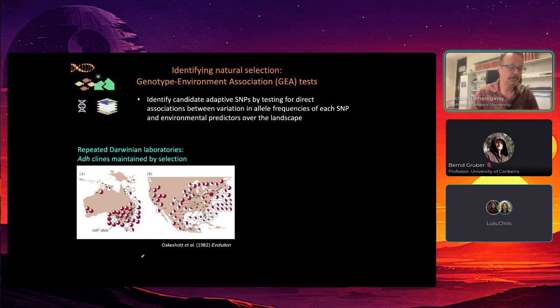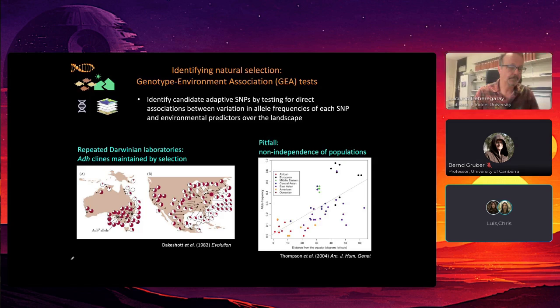We have the same allele showing a clinal association with maximum rainfall in the North American continent. So you've got two Darwinian laboratories here to test selection. You have very good samples, and only one marker associated with environmental variation here might be telling you a very important story. There are problems in any of these approaches, even when you have repeated Darwinian labs, as I mentioned here, because many populations are not independent. This is something to have in mind.